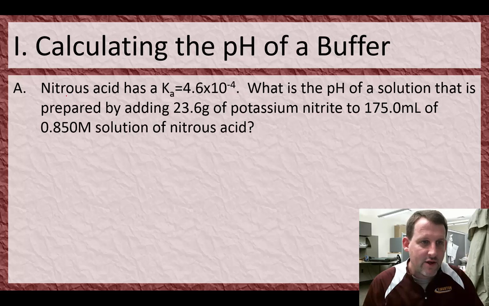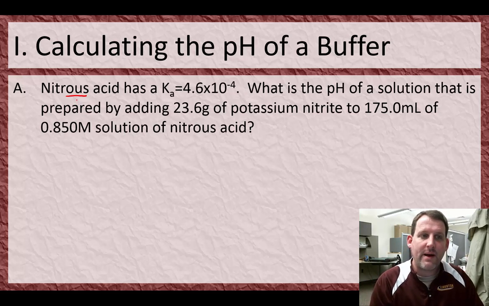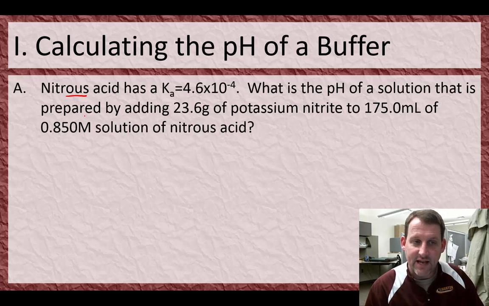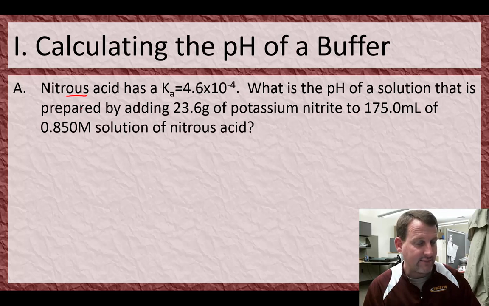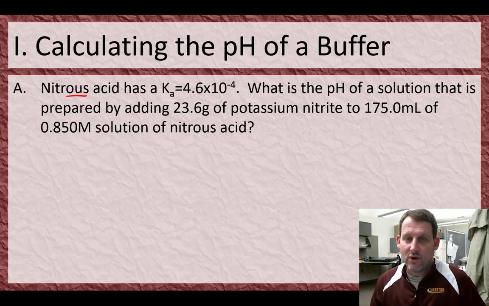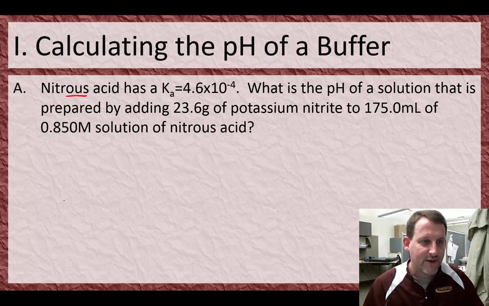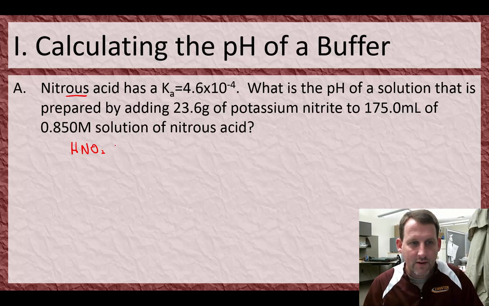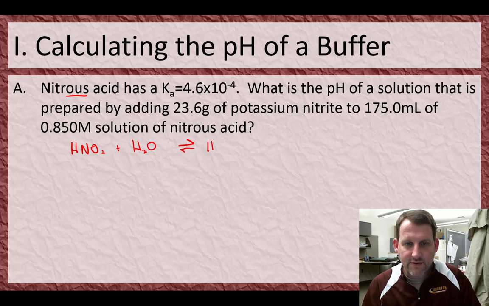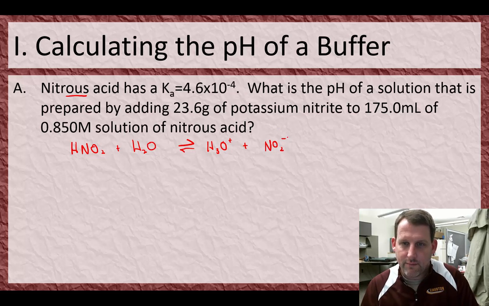So nitrous acid, the OS changes back to an ite when we're looking for what ion it is. I ate it and it was ick, so you OS ite if you forget how to do that. So ate goes to ick goes to ate, ite goes to OS goes to ite, usually. So this one we're looking for the nitrite ion, which is NO2 minus 1. So the acid is HNO2, and that's going to be plus H2O. I'm just going to write the equilibrium equation out, and that gives us H3O plus and NO2 minus.